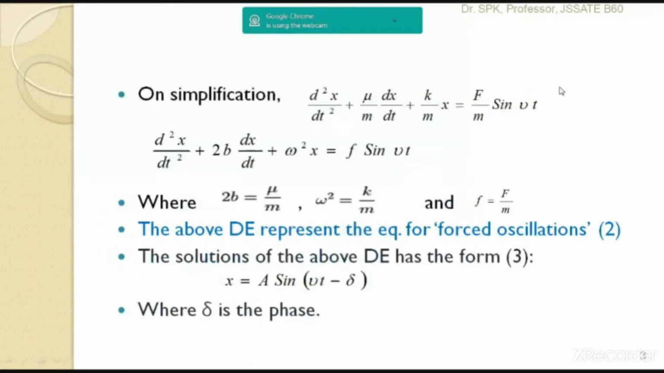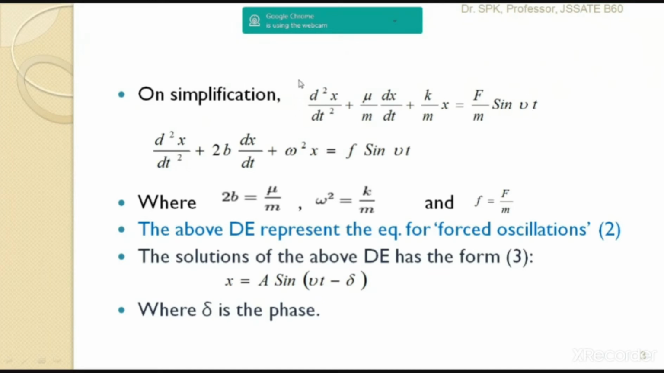Now, if you simplify further, you divide by m. Then it is d²x/dt² plus (mu/m) dx/dt plus (k/m) x equals (F/m) sin(ωt).